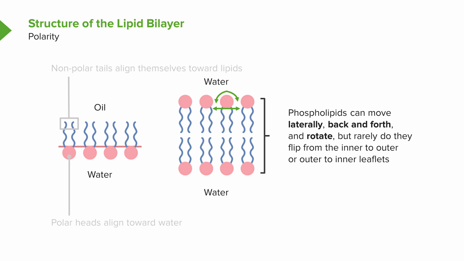Interestingly, things like phospholipids oftentimes can move a little bit within the wall. But they usually only move back and forth, or maybe they spin around a little bit. But they don't flip-flop very often from one side of the membrane to the other.